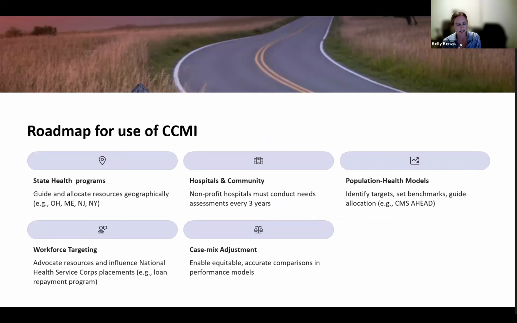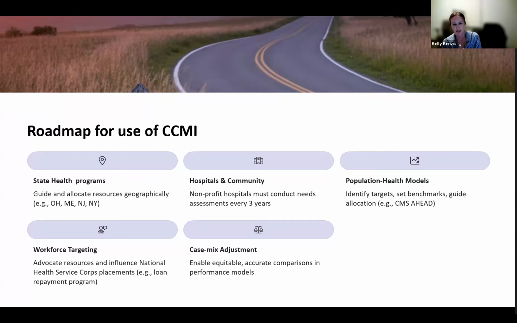And how is this useful, right? Like another index. I'm thinking about it in terms of a lot of state health programs actually already use geographic information to guide their program allocation. There's a lot of examples in Ohio, Maine, New Jersey, New York, where they use different geographic indices to help guide resources for cardiovascular diseases. A lot of them for mammography. There's some for cancer screening information. So these could be helpful in terms of targeting resources.